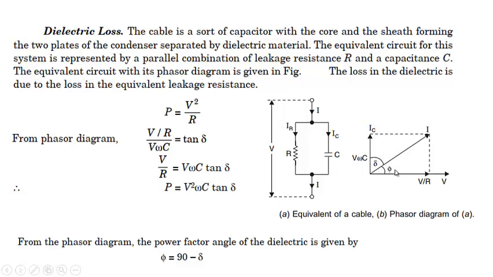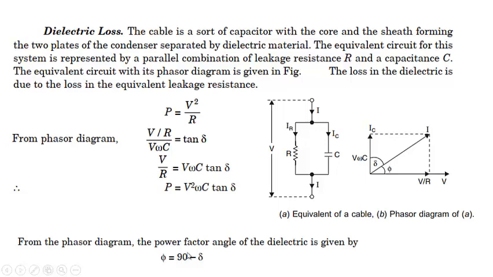So from the geometry you can see this delta and this phi will be equal to 90 degrees, and this phi will be equal to 90 minus delta. Now from the phasor diagram, tan delta will be equal to perpendicular divided by base. Perpendicular will be V by R, and this base will be V omega C. So that means V by R will be equal to V omega C tan delta. Multiplying V on both sides, V square by R, which is equal to P, will be V square omega C tan delta, the power loss given by this cable.